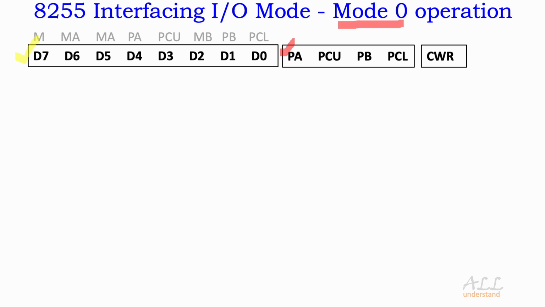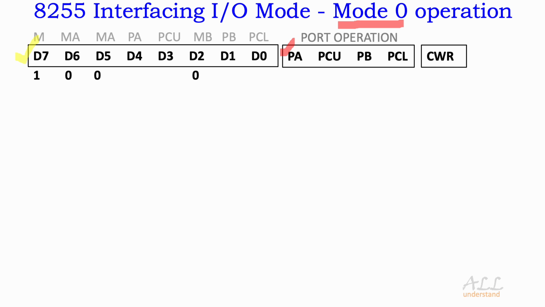So we can set port A and port B both in mode 0 operation. We set mode A, D6 and D5, as 00 for mode 0 operation, and mode B, D2, will be set to 0, that is mode 0 operation. Now the remaining bits, how they will be set, let us see one by one. You can observe all the port operations. Now what I discuss now.